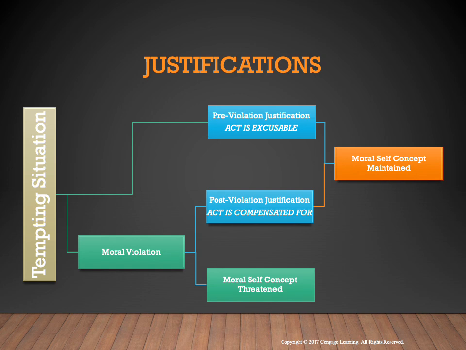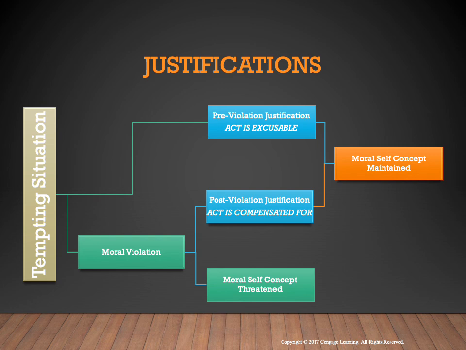Now let's take a look at justifications, and you can see them charted out here on this diagram. It starts off with the tempting situation, and if we follow the top line, we'll engage in a pre-violation justification where we will come up with some reason that makes this violation of our moral code okay, and then we can continue on, we can engage in the violation, and we've maintained our self-concept.